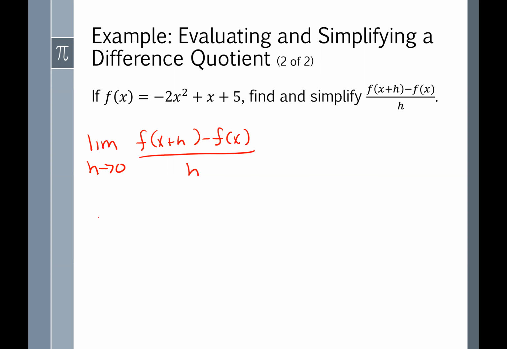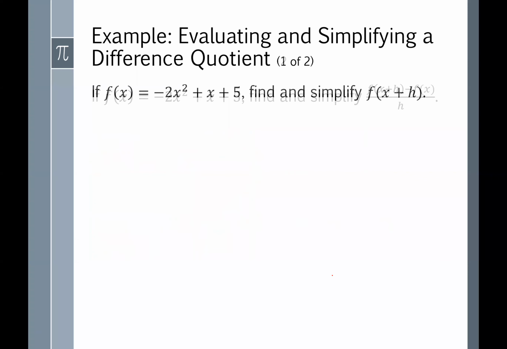So what was our difference quotient? Our difference quotient as h approached 0 was negative 4x minus 2h plus 1. If we let h go to 0, that entire term goes to 0, and we get negative 4x plus, I got something wrong here.